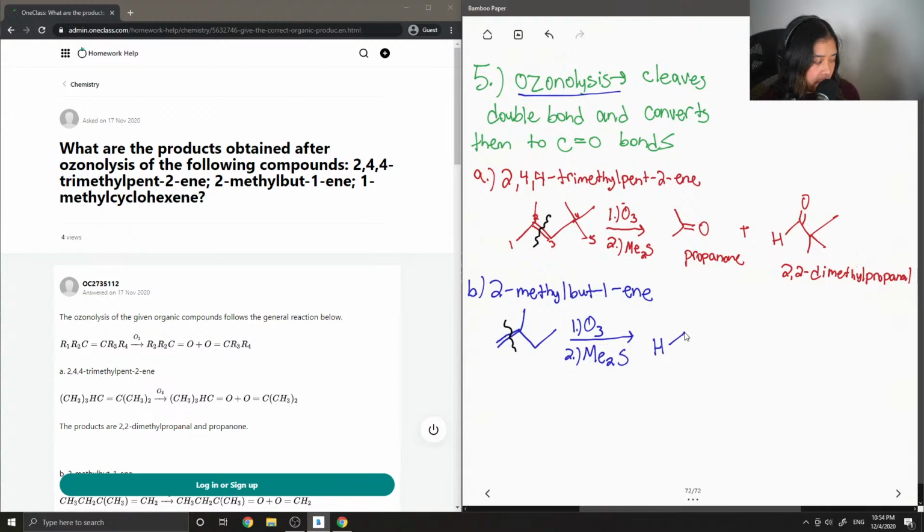And our first product is formaldehyde, the simplest aldehyde you could get. And then our second product looks like that. So this is butanone.